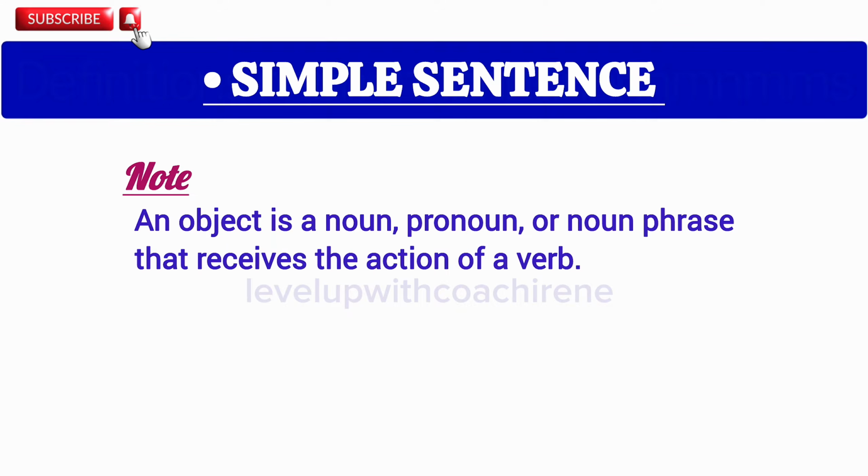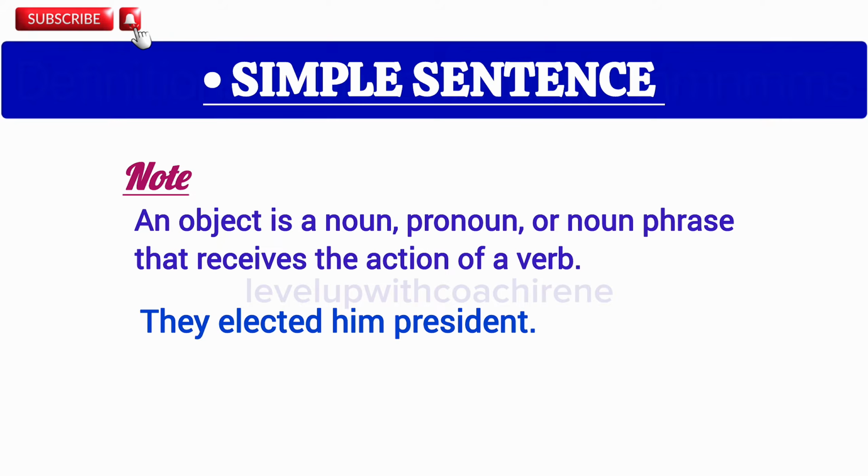An object is a noun, pronoun, or noun phrase that receives the action of a verb or is affected by it. It answers the question what or whom after the verb. For example, they elected him president. They is a subject, whilst him, who did they elect? Him, the president, is the object. They elected him. Him is the object referring to the president. In simple terms, subject gives the action, whilst object receives the action.